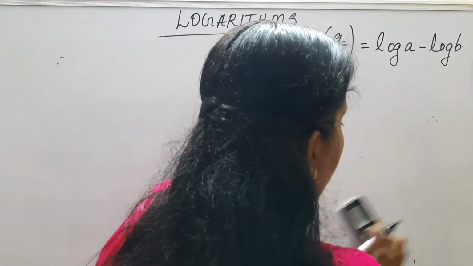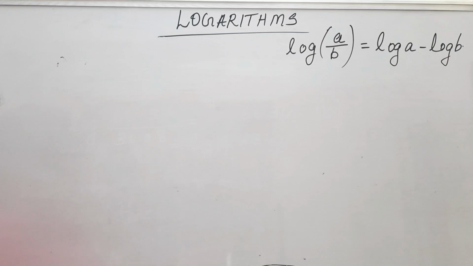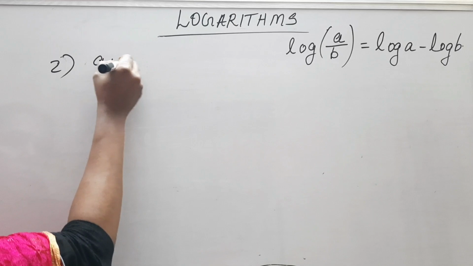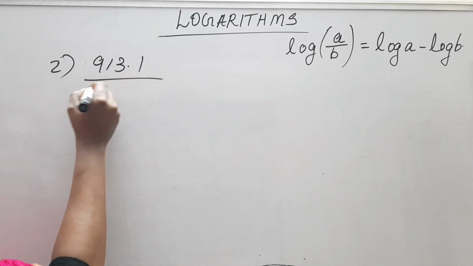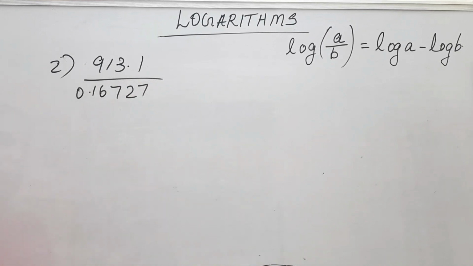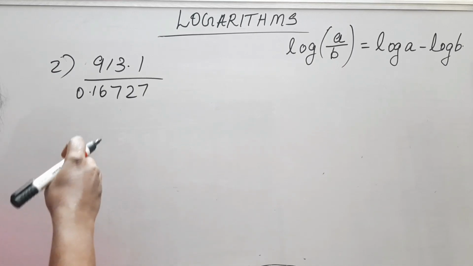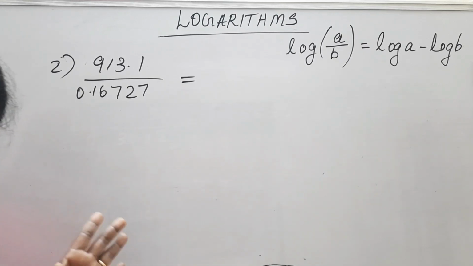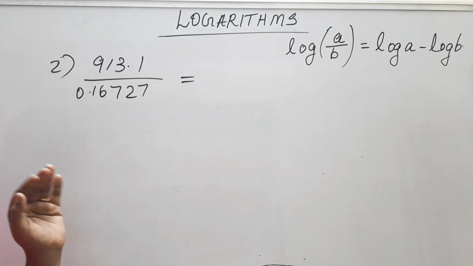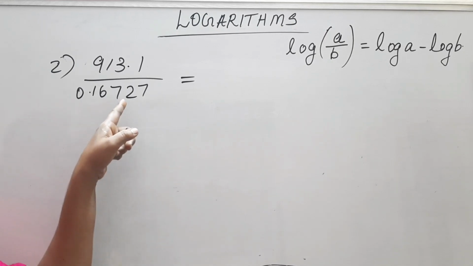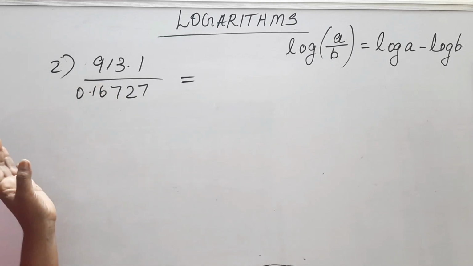The next example is 913.1 divided by 0.16727. So this is the example we have taken. Compared to the previous one, this is tougher. How should we write this first? I have already told you, when we use logarithm, the values should have only 4 digits. Here you have 5, so in the first step, you round it off to 4.